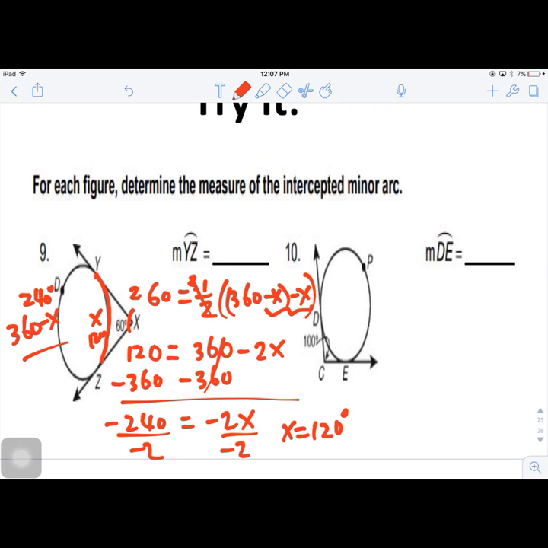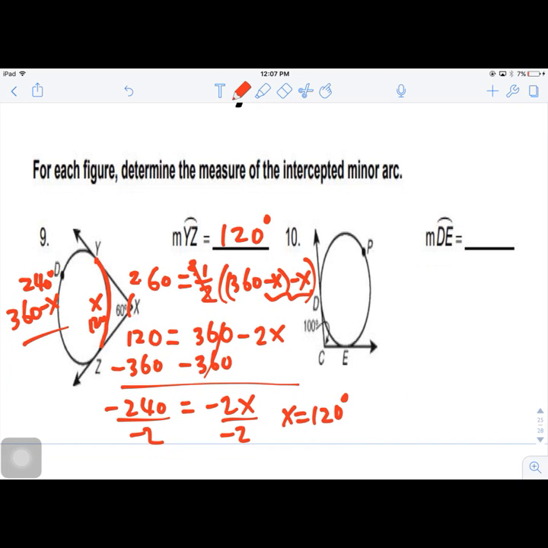So let's go back to the problem and see what we're looking for. We're looking for the measure of YZ, which is X. So that is just 120 degrees. So always go back and make sure that you answer the question that they're asking. And the last question, number 10, looking for this arc DE.